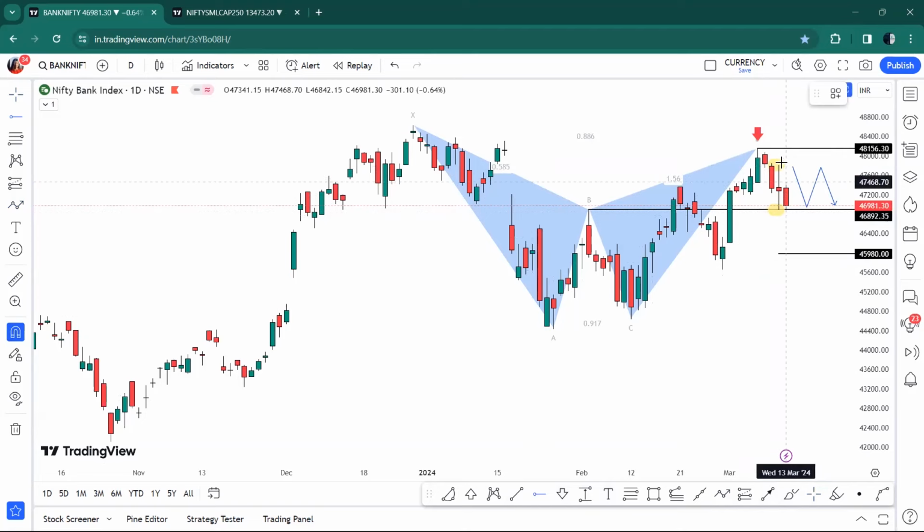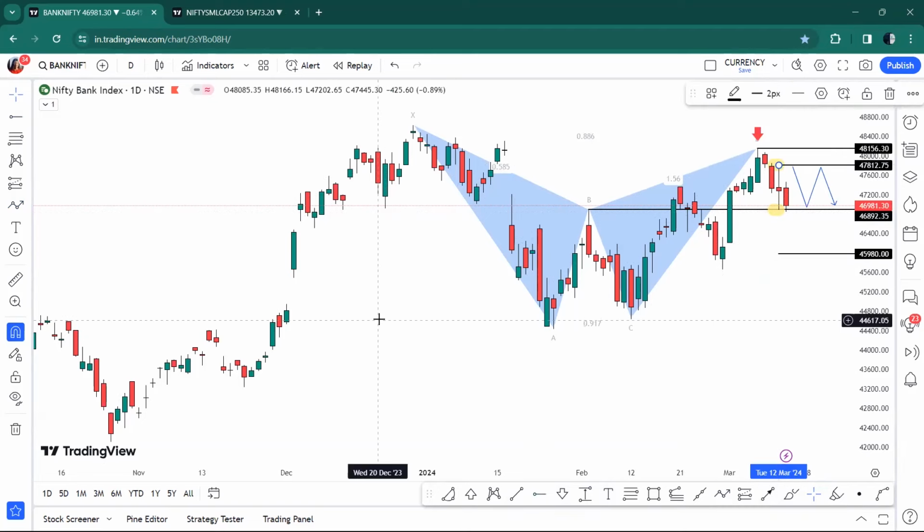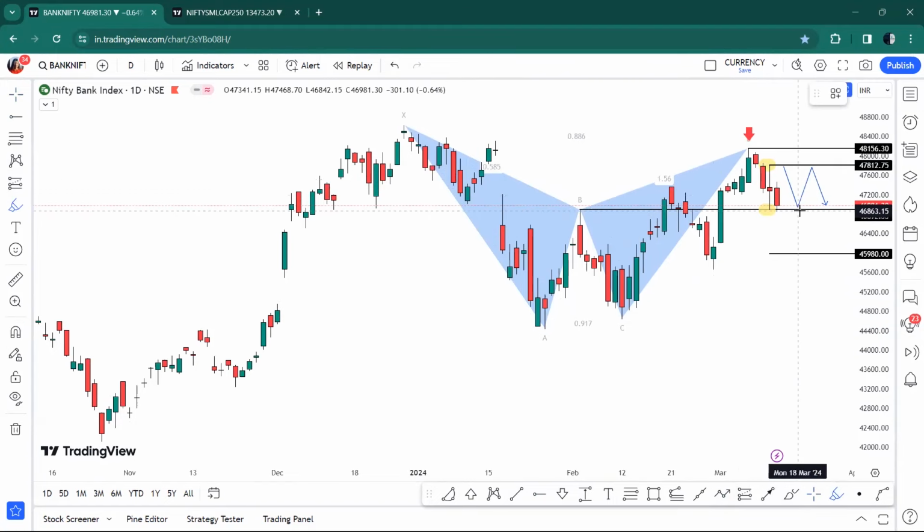यहाँ पर अगर हम इस particular range की बात करें तो it happens to be spread across the levels of 47,812 and 46,885 approximately. Usually जब हमें inside bar setups देखने को मिलते हैं, it's highly likely that हमें यहाँ पर एक breakout या फिर एक breakdown देखने को मिल सकता है and momentum might continue into the direction of the breakout or the breakdown.